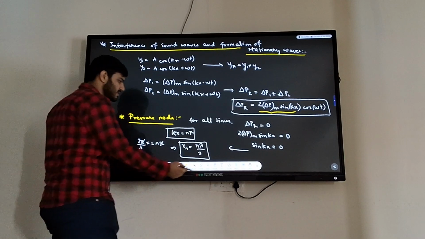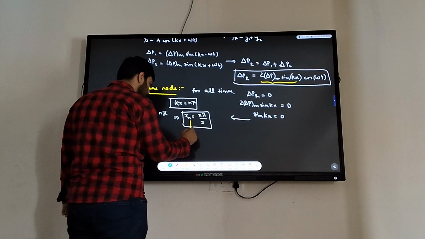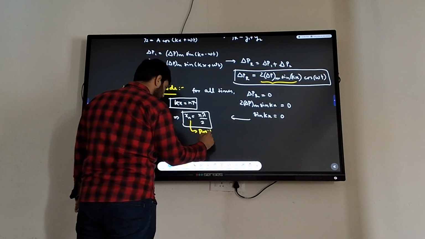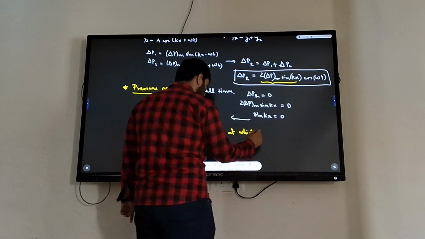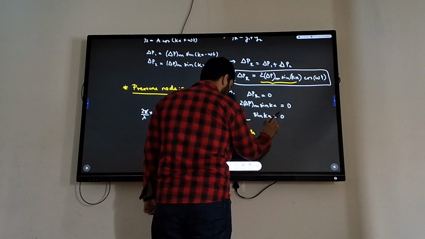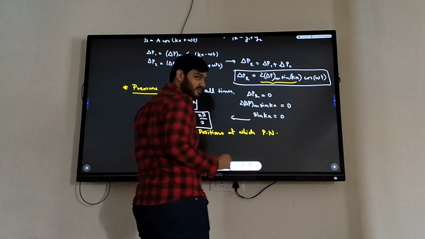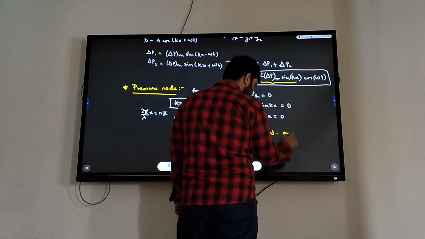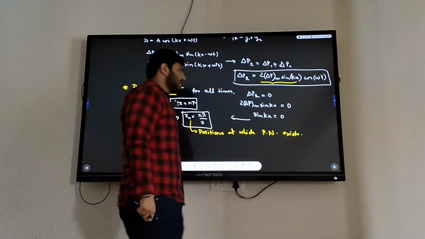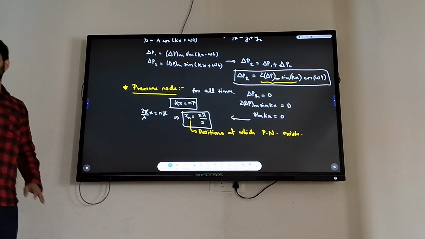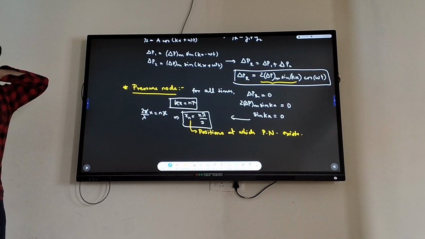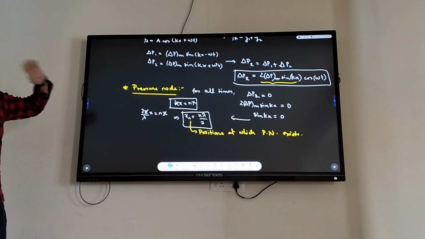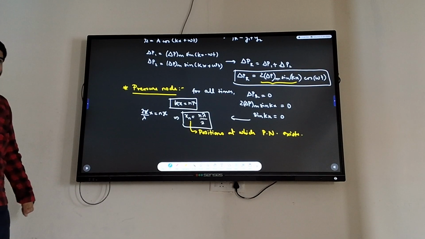Okay? Positions at which pressure node Pn exists. Is it okay with everyone? This is basically a repeat of what we have done in the interference, so I am not going over everything and just skipping through most of the steps.